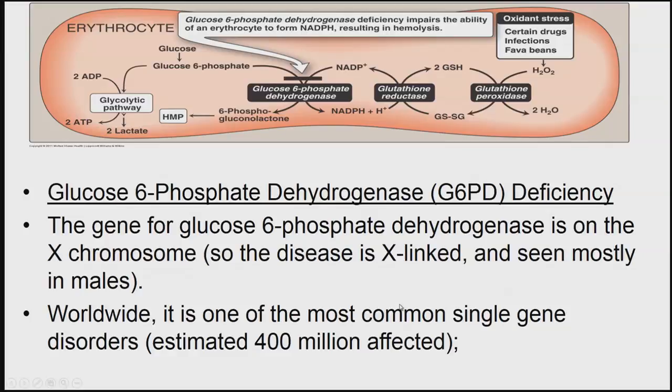Worldwide, it's one of the most common single gene disorders. So there's a huge amount of people who have this disorder, an estimated 400 million worldwide. That is a huge number for a genetic disease. What's the latest count for the population of the world? 7 billion or something like that, 8 billion, somewhere in there. If you figure that out, you'll see it's like 1 in 20, 1 in 25 people if you look worldwide.